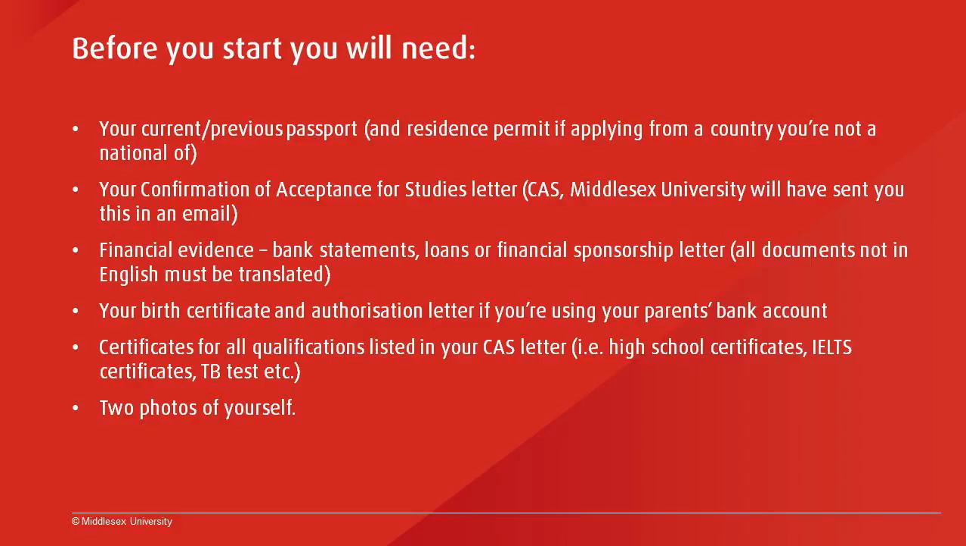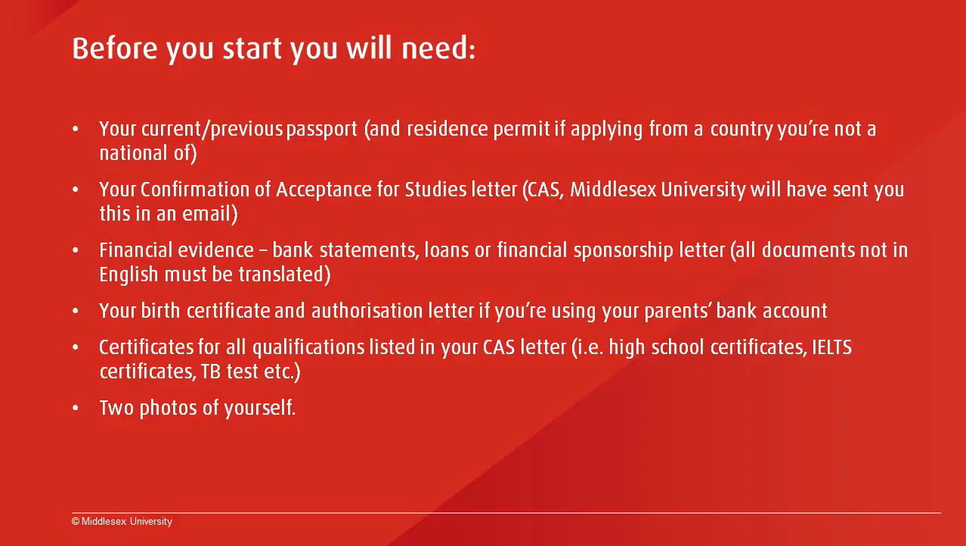You're going to need your current and or previous passport and a residence permit if you're applying from a country that you're not a national of. You're going to need your CAS, Confirmation of Acceptance for Studies. This will have been emailed to you by Middlesex University. And you'll need the financial evidence. That could be bank statements, loan letters, a financial sponsorship letter, and possibly your birth certificate and an authorization letter. That's if you're using your parents' bank account.